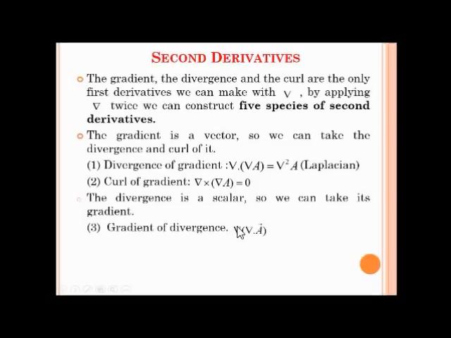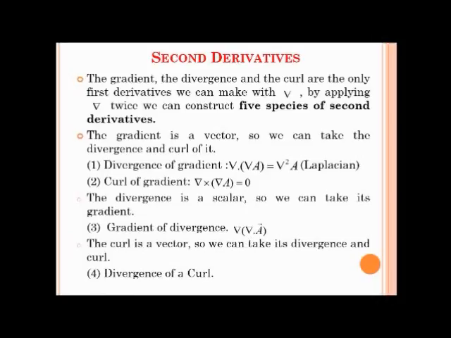Finding the gradient of divergence is nabla of nabla dot a. The curl is a vector, so we can take its divergence and curl: divergence of a curl and the curl of a curl. Divergence of a curl, nabla dot nabla cross a, is 0. You can also see from the second point, that is curl of a gradient, and divergence of a curl, both result in 0.